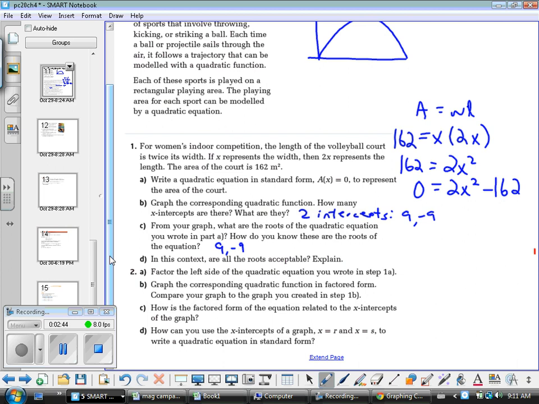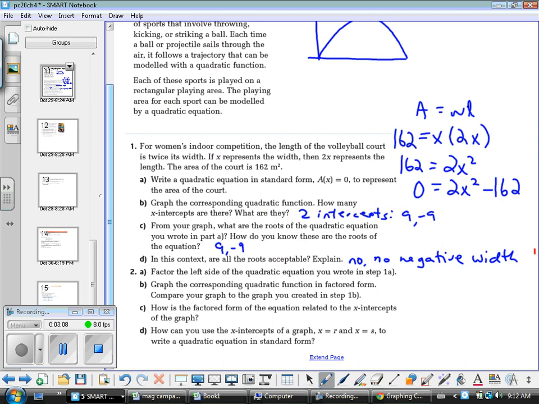In this context, are all the roots acceptable? Does it make sense to have a width of negative 9? The answer would be no. No negative widths. So even though the math tells us we have 2 possible solutions here, we don't, because according to the example, it doesn't make sense to have a negative answer.